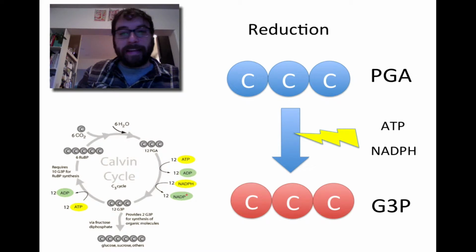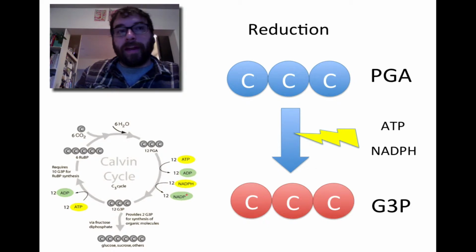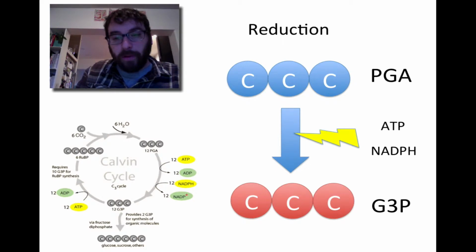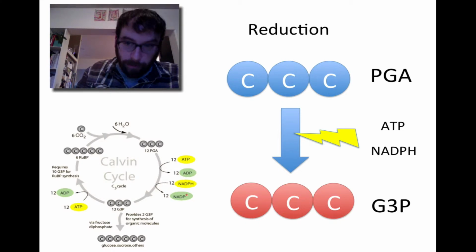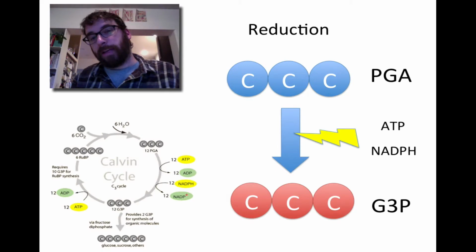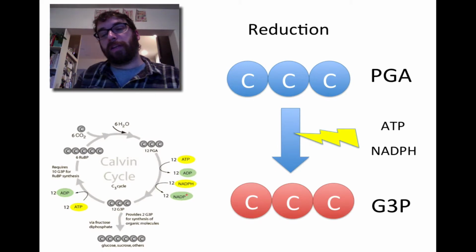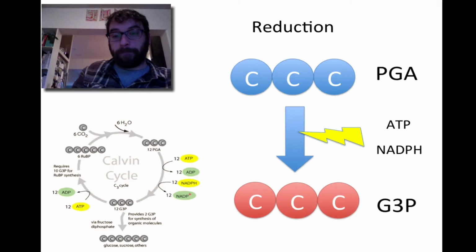What you get at the end of the reduction phase is a molecule called G3P. It still has 3 carbons, but now the bonds between those carbons have stored in them the energy from ATP and NADPH. And if you remember, the ATP and the NADPH were made in the light reactions. So essentially you're taking the energy that the plant has captured from light and storing it in chemical bonds in these G3P molecules.